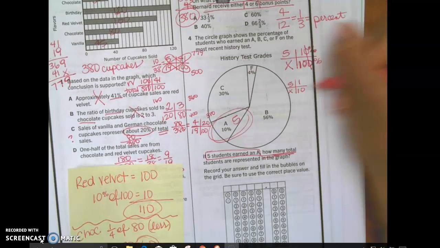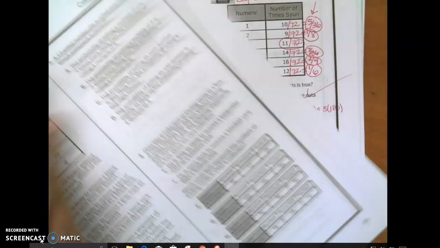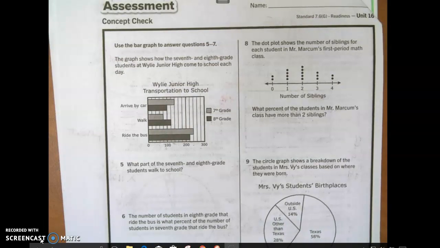Five is 1/10 of what? Cross multiply, then divide. You can, but not everybody can because they don't know where to start, where to place it, and what to do, and what's even going on. So I have to break it down. Next page, 166.